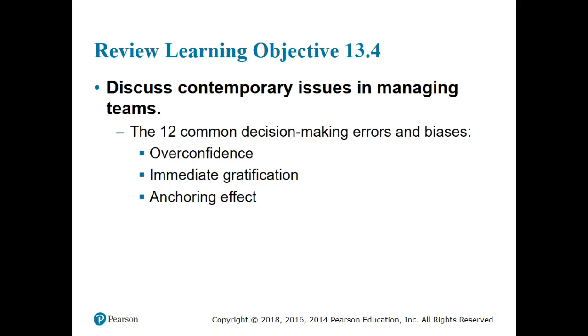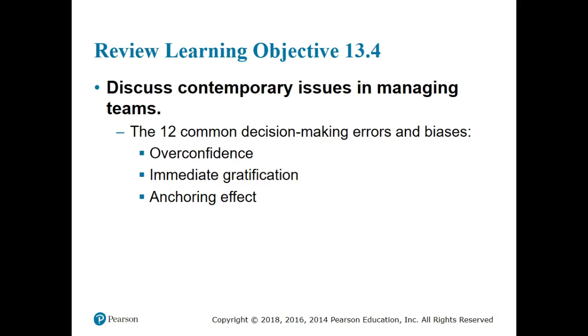Now, in review of our fourth and final learning objective, the 12 common decision-making errors and biases include overconfidence, immediate gratification, anchoring, selective perception, confirmation, framing, availability. We went through all these in the first chapter, and the managerial decision-making model helps explain how the decision-making process is used to choose the best alternatives, either through maximizing or satisficing, and then implement it and evaluate the alternative.